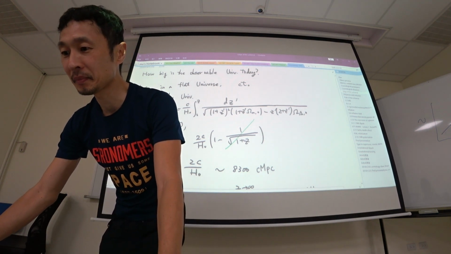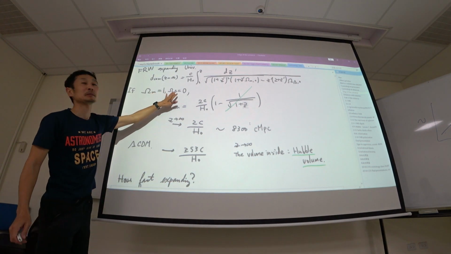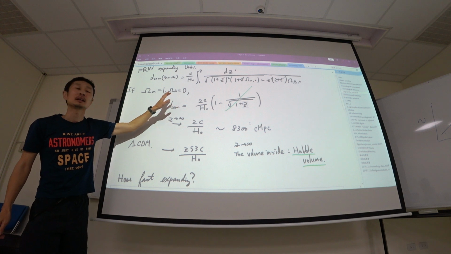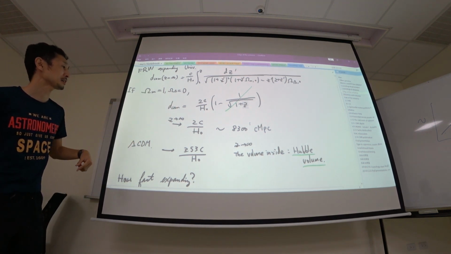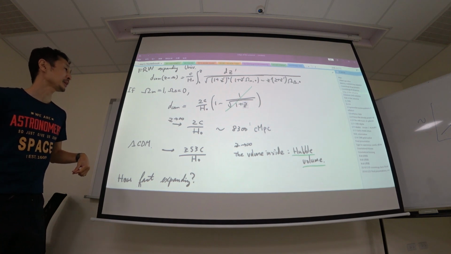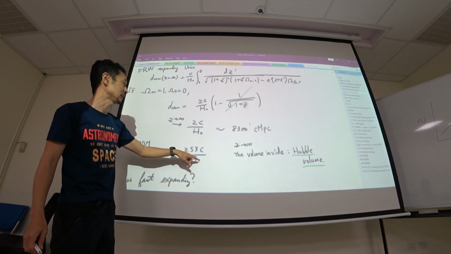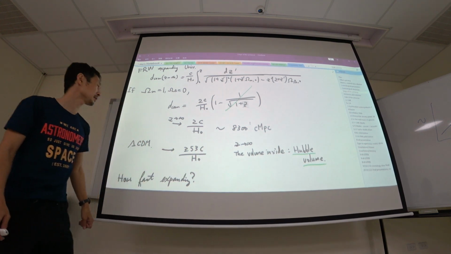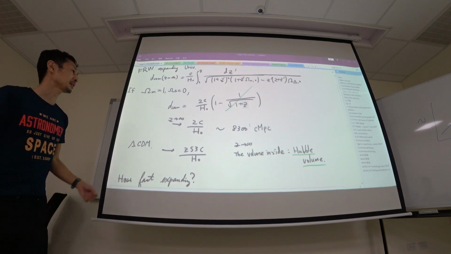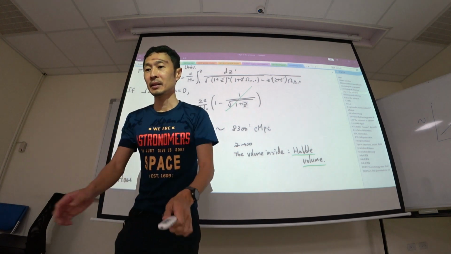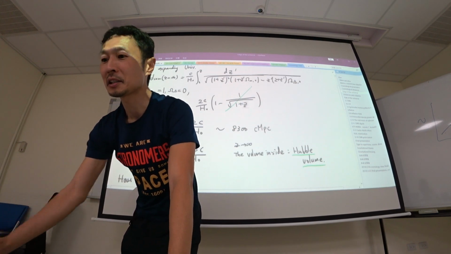But this is in the case of the Einstein universe, when there's no dark energy, right? And then what happens if there's dark energy? Okay, if you put in dark energy, it's going to be about 3.53 c over H0. That's the size of the universe. So that's the size of the universe.